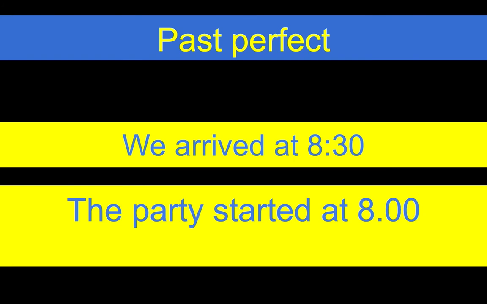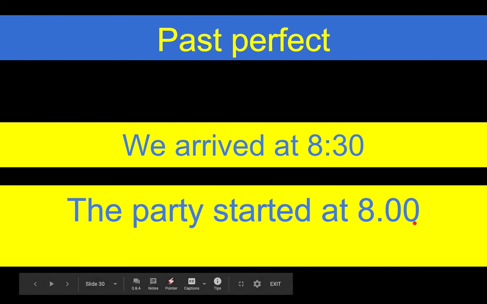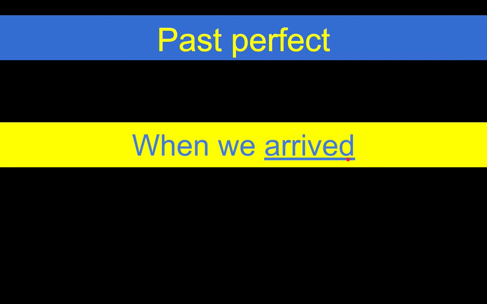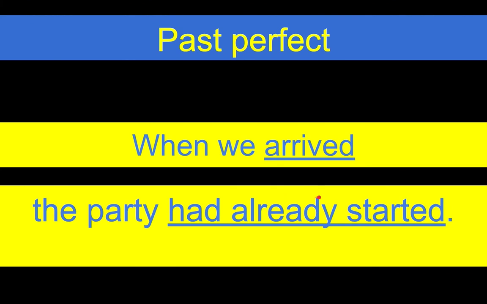So we can see, we arrived at 8:30. The party started at 8. So which one happened first? Of course, the party started at 8. Then 30 minutes later, we arrived. So it was 8:30. This is in the past. We arrived at 8:30. When we arrived at 8:30, the party had already started.